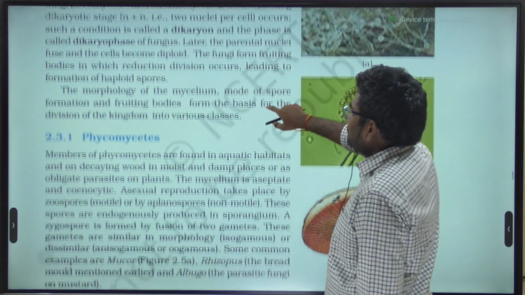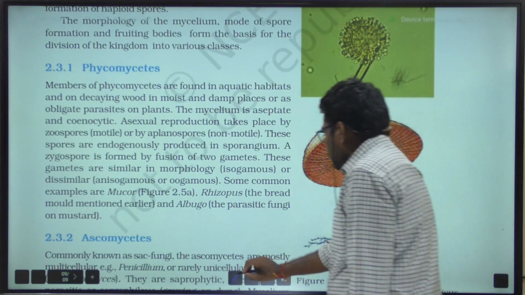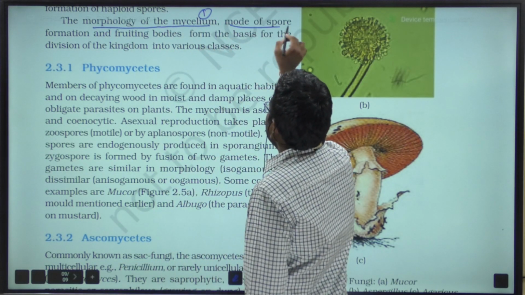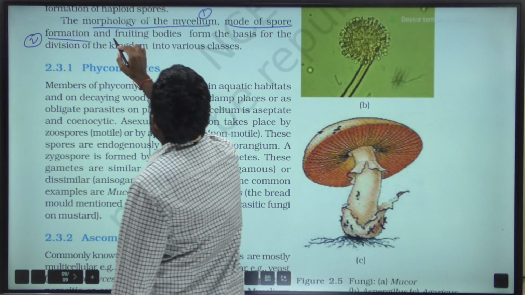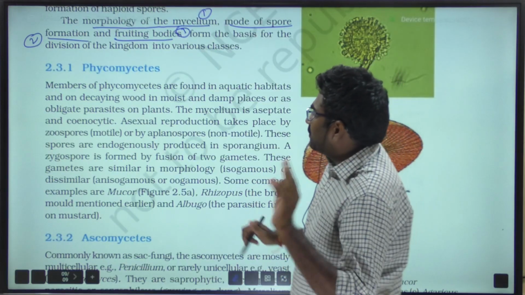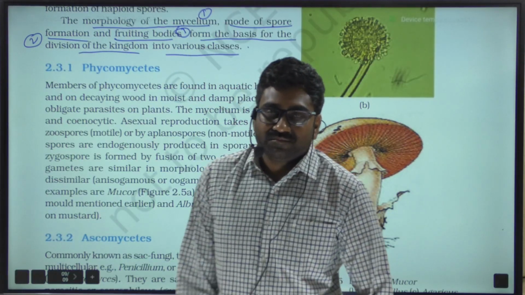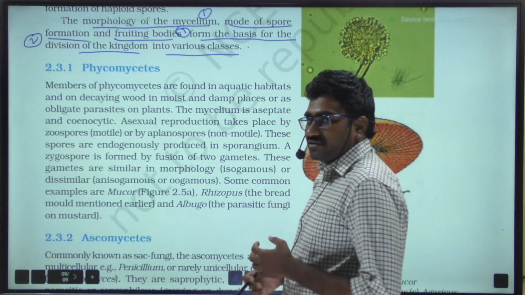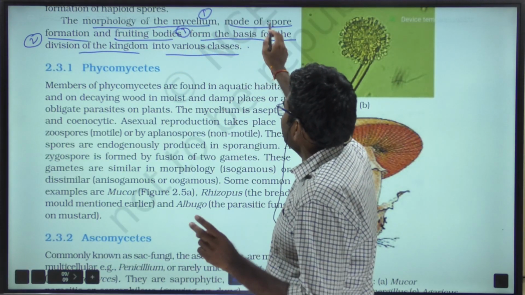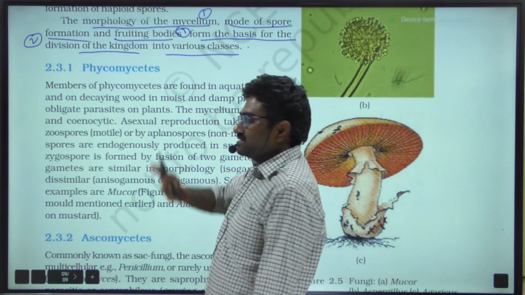And very important, the morphology of mycelium, the mode of spore formation and the fruiting bodies form the basis for the division of the kingdom into various classes. This is also a previous question: on what criteria are fungi divided into different classes? It is the morphology of mycelium, the mode of spore formation and the mode of fruiting bodies that form the basis for the division of the kingdom into various classes.